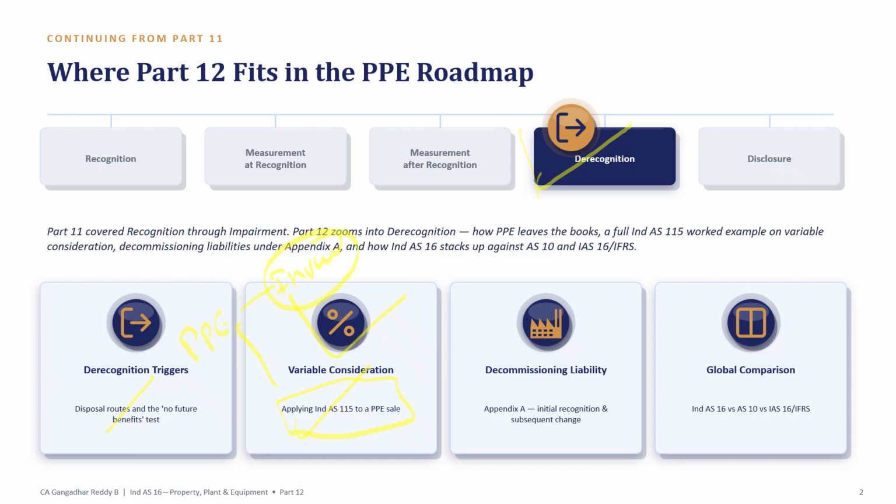In the same previous class, we have completed the introduction of Appendix A to IND AS. This is because if any liability changes due to passage of time, or due to interest rate change, or change in the decommissioning liability, based on these three changes, the treatment has to be given under IND AS 16.